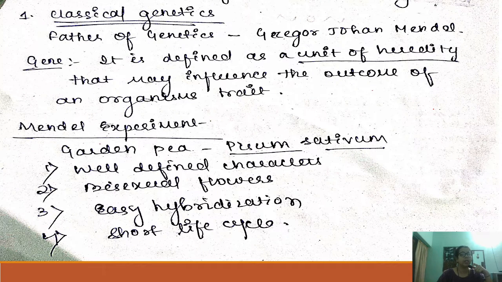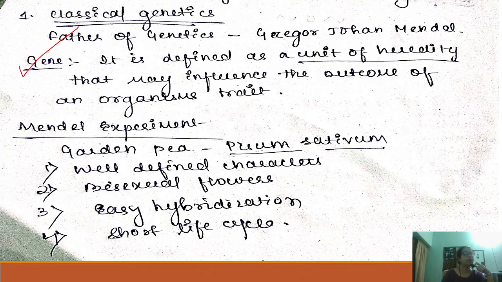Before that, we need to understand a term called gene. What is a gene? Gene is a unit of heredity. What is a unit of heredity? It means that for the heredity which we are studying, the gene is necessary. It is defined as a unit of heredity that may influence the outcome of an organism's trait. That is, the organisms which you are seeing, be it human, cat, dog, or any other living creature, look the way they do due to the difference in the genes. That's why this is known as the unit of heredity.